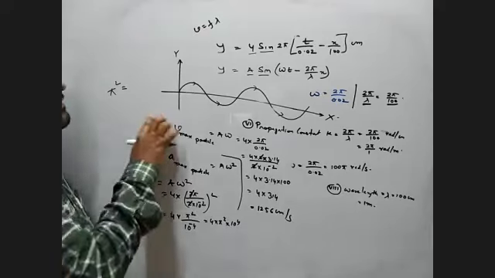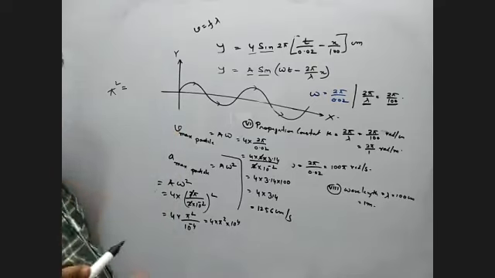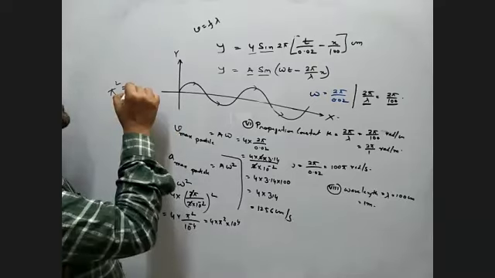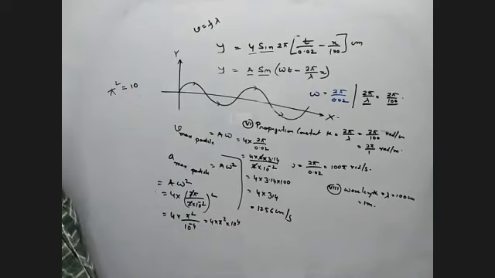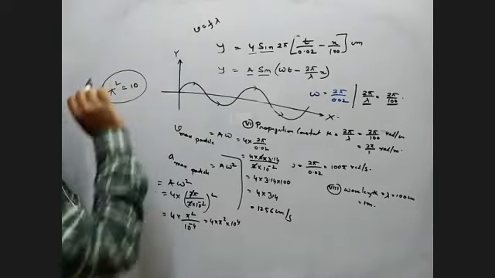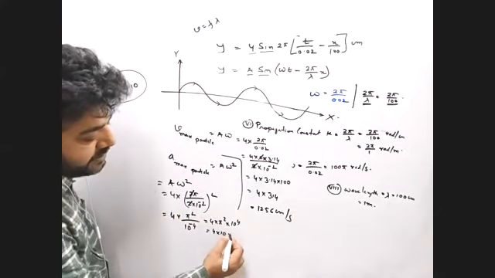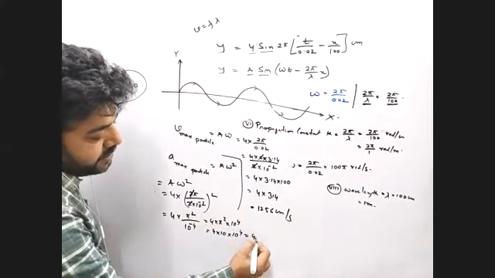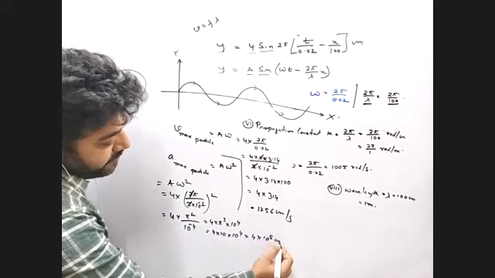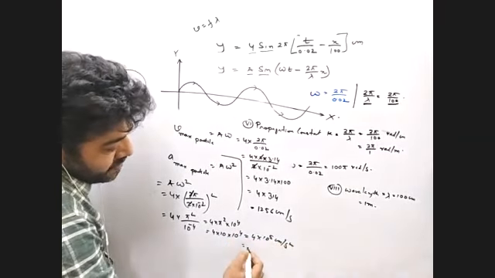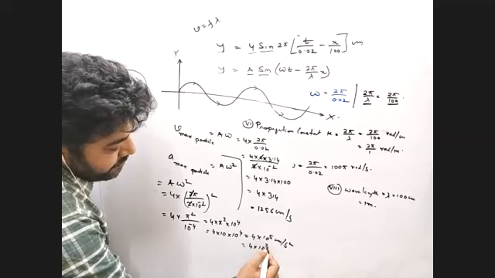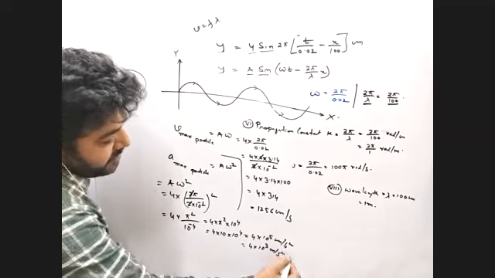But if the calculator is not allowed, you can use pi squared directly as 10, which will help you to calculate. So if it is 10, we write 4 into 10 into 10 to the power 4. That is 4 into 10 to the power 5 centimeter per second square, or 4 into 10 to the power 3 meter per second square. Clear?